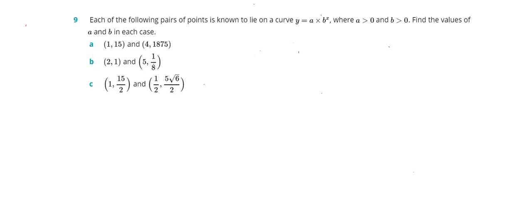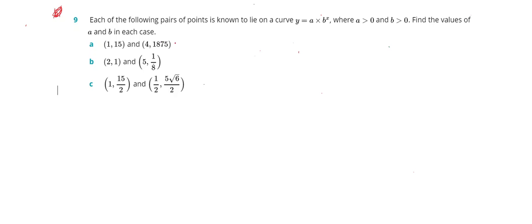This is for Year 11 Methods. We're going to look at Exercise 11H, question number 9. Now, question number 9 is quite important because it tells us how to solve simultaneous equations when we're solving for the basic model y equals a times b to the power x.